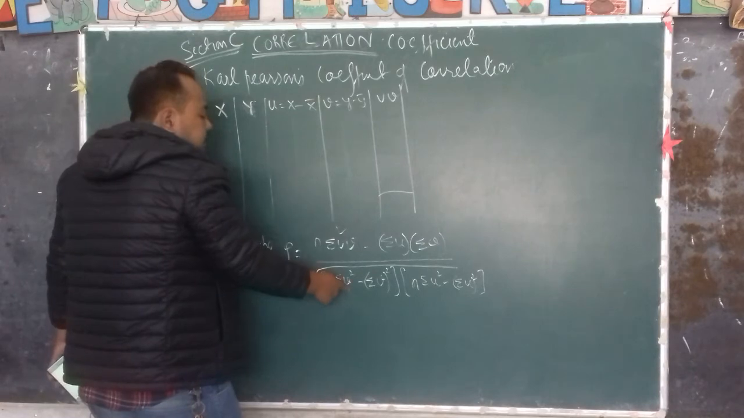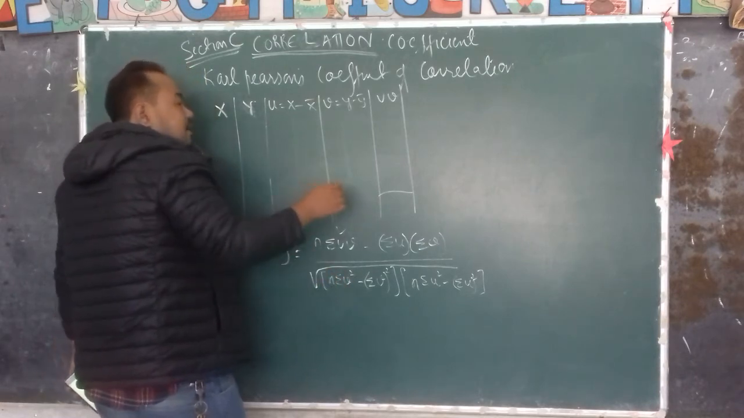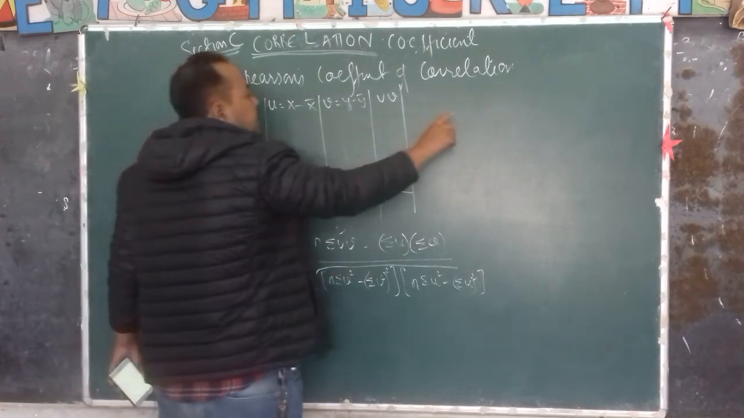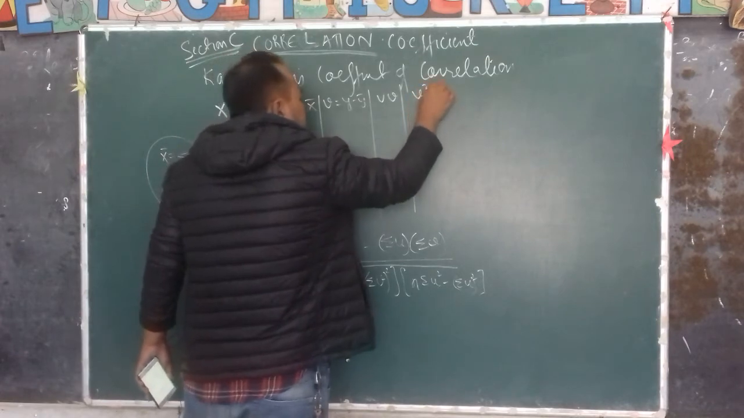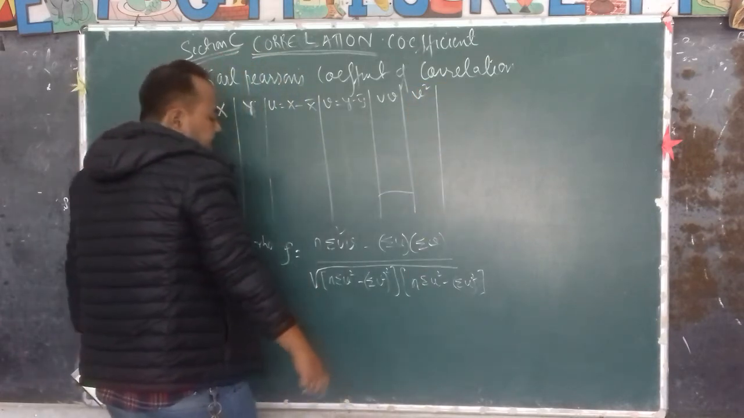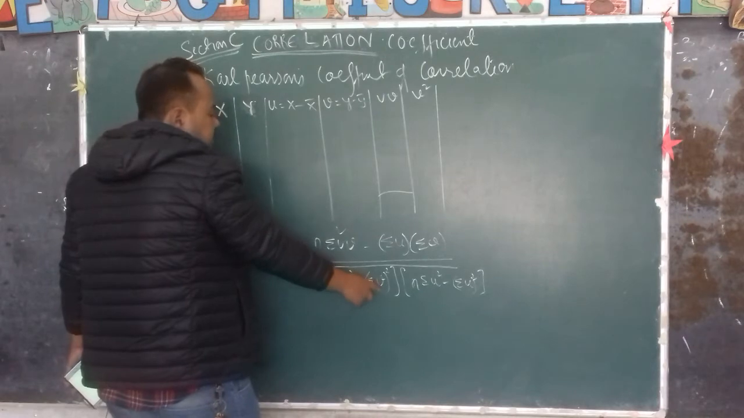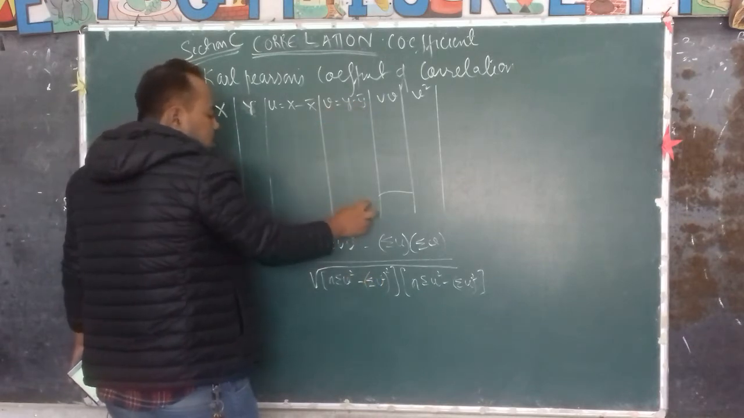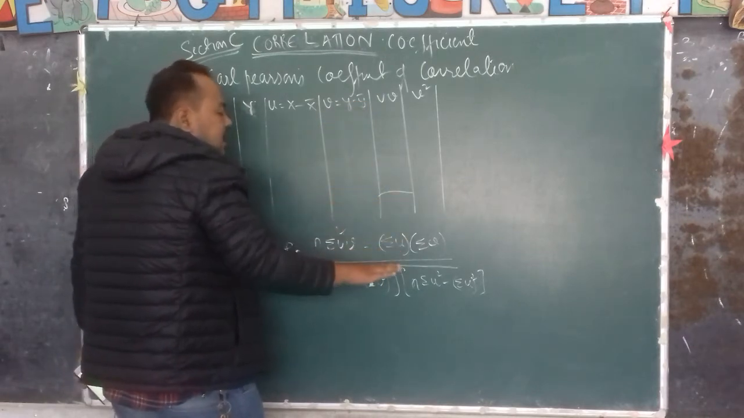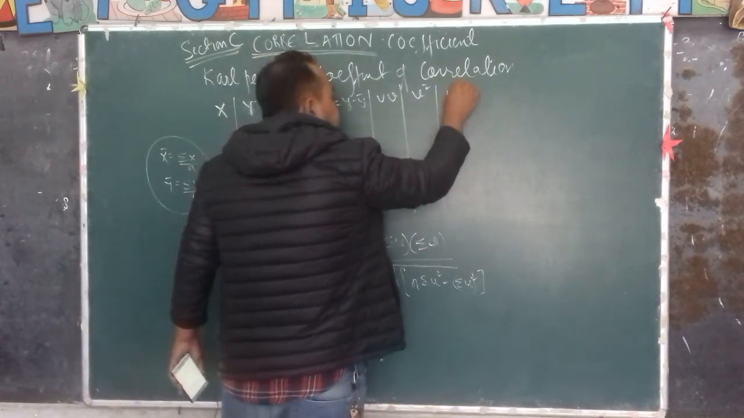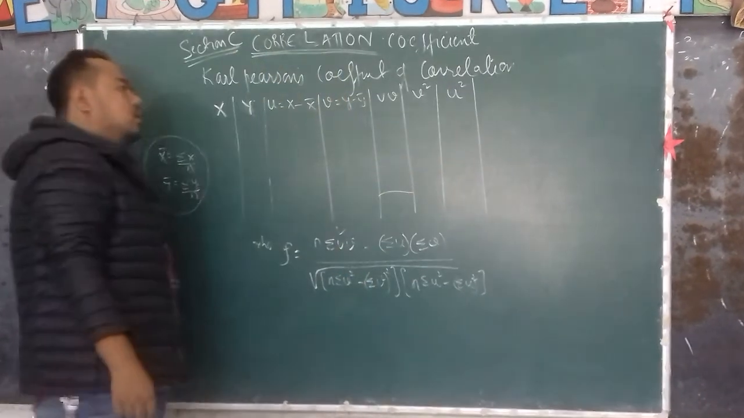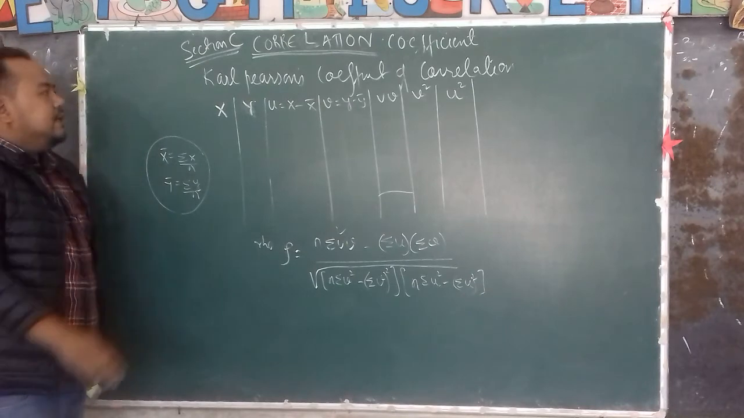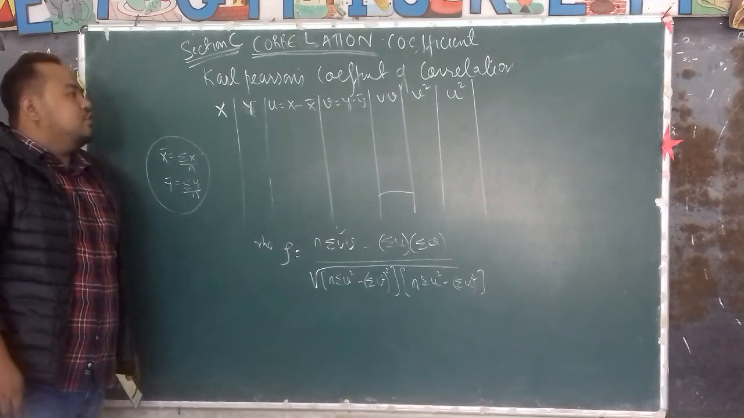Next, n summation v square. V square means add the column containing v square. There is no v square, so I'm going to construct one column containing v square. This is summation v whole square. Summation v means add v, and whatever total you get, you have to square that. And the last one is u square. So these are the columns which we will be needing to calculate Karl Pearson's coefficient of correlation.